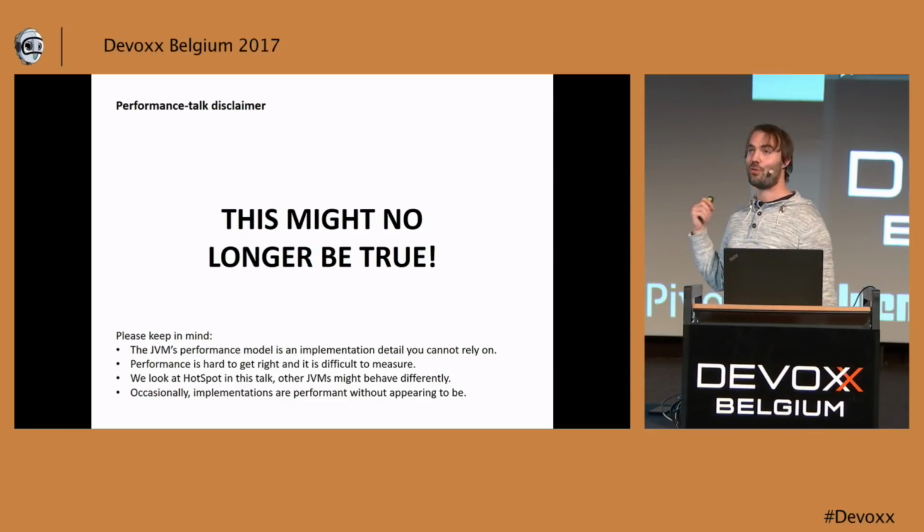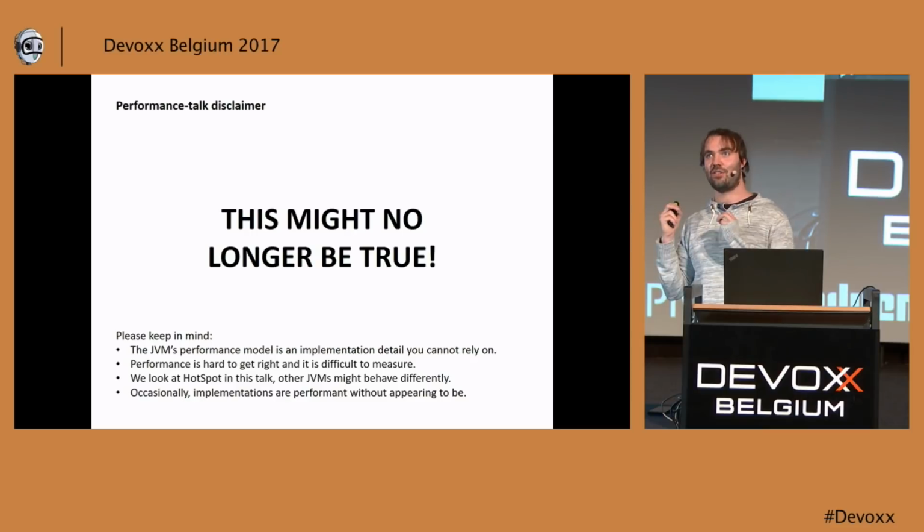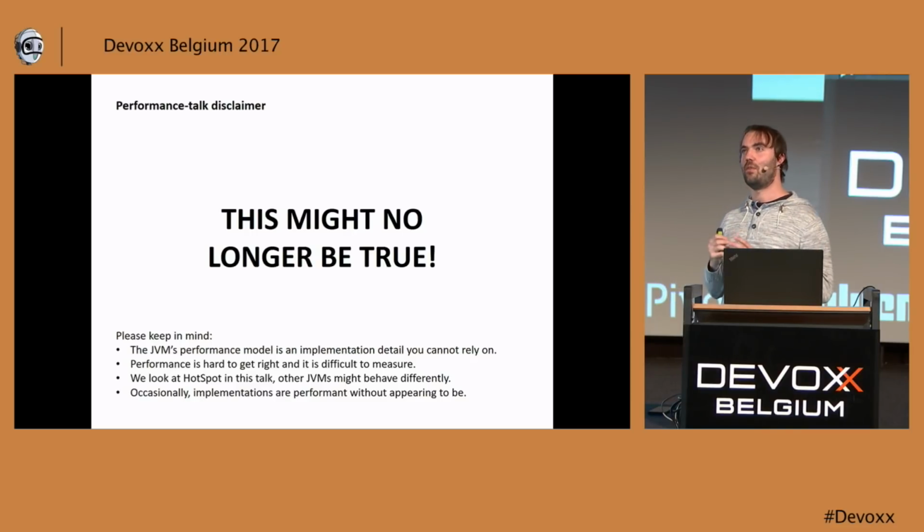And also, of course, I'm speaking about HotSpot today, the JVM that's included in the OpenJDK and in Oracle JDK. If you use another JVM, like J9 from IBM, things often work quite similarly, but there are, of course, differences between these.